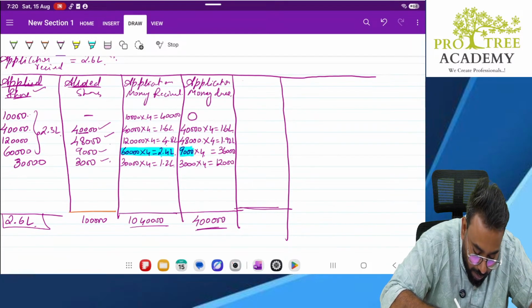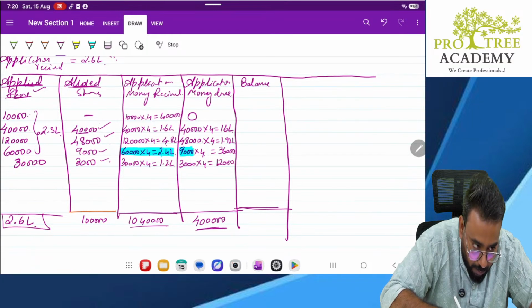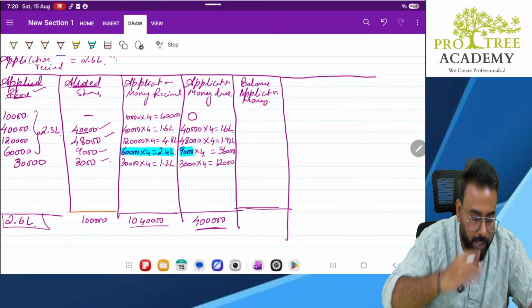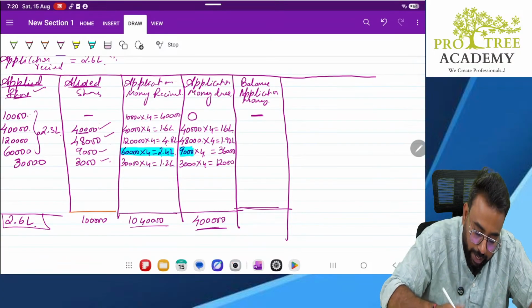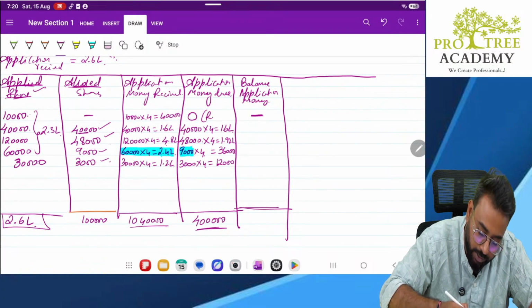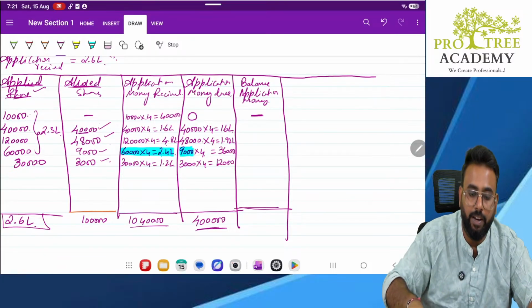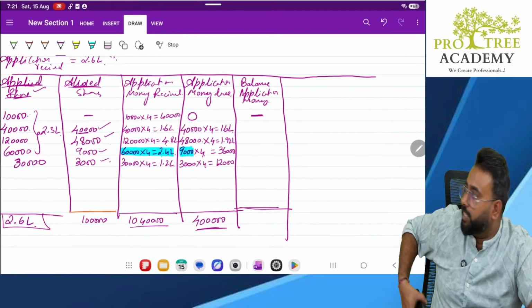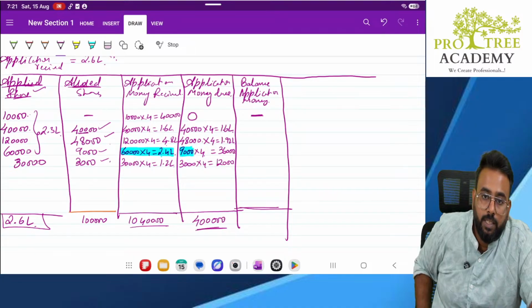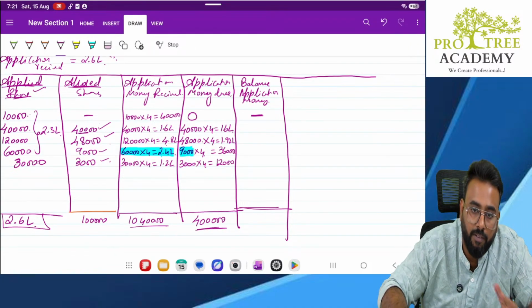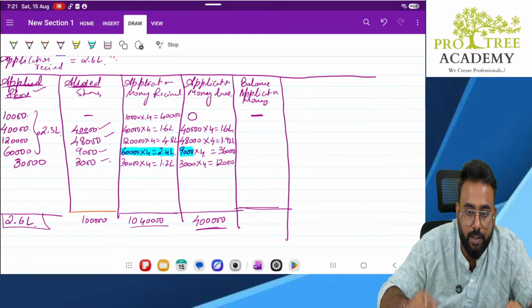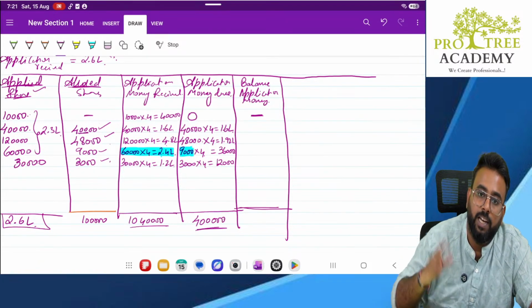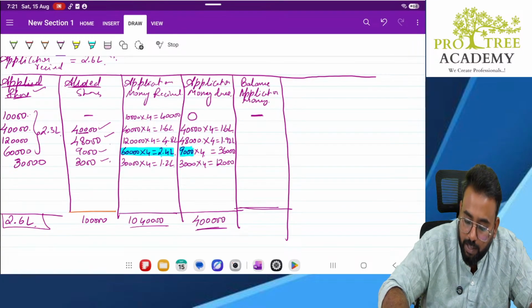So balance application money. Here we will not have any balance application money. Why? Because we will refund this. We will refund this entire 10,000, because we have rejected the entire application money. So whatever application money was with us as balance, we will refund it. So will anything still remain in the company? No, nothing will remain in the company.